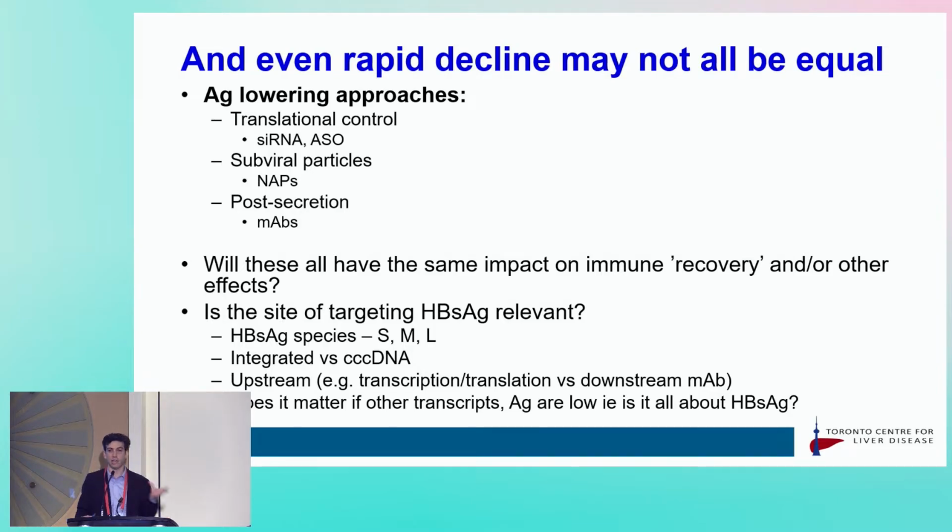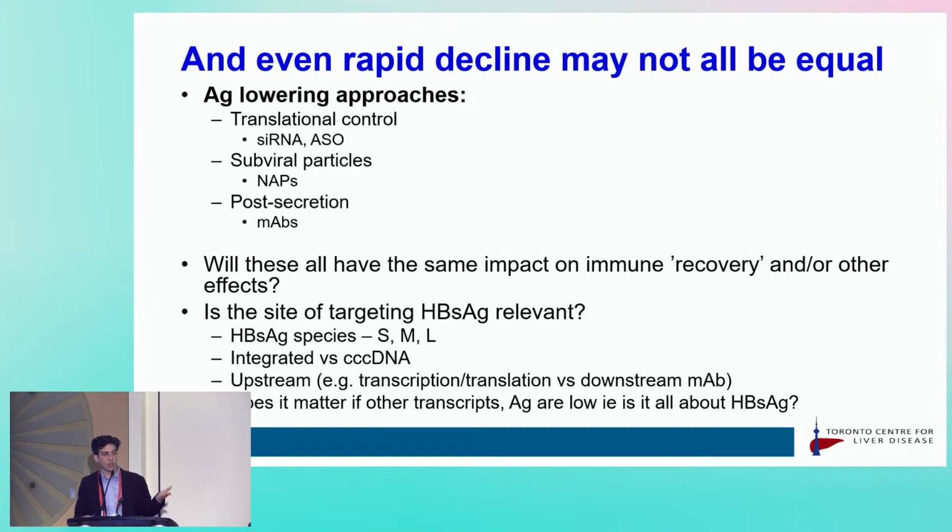And some data suggesting that there may be differences between these. I think it's still a bit unclear, but this might be a key to distinguishing between integrated and cccDNA-derived surface antigen. Of course, whether this is upstream or downstream is potentially important. And then I also think this idea of whether other transcripts need to be low or not is important.